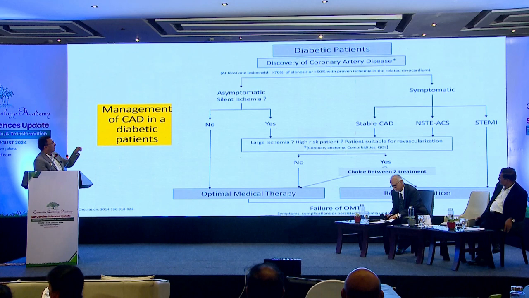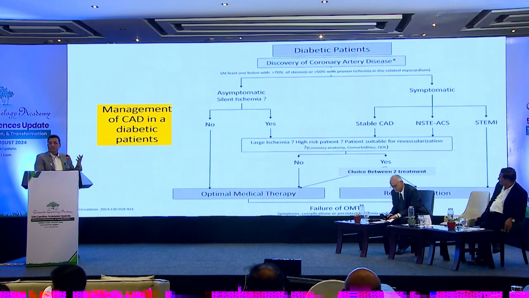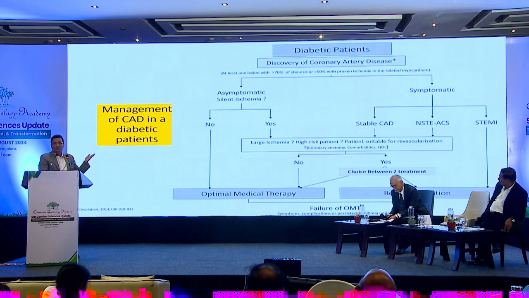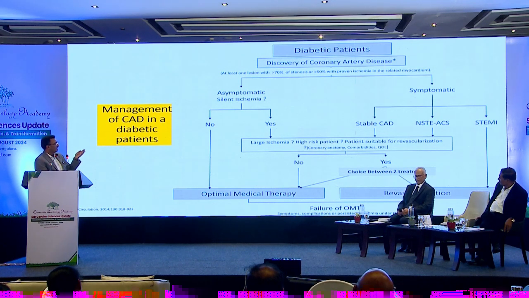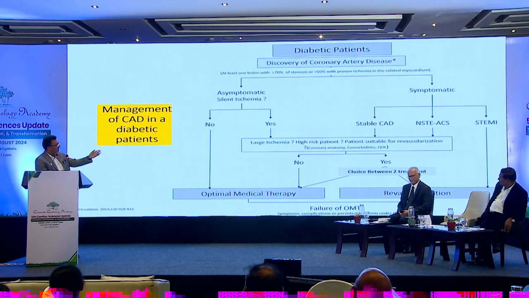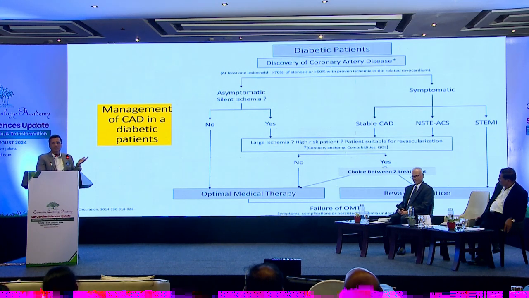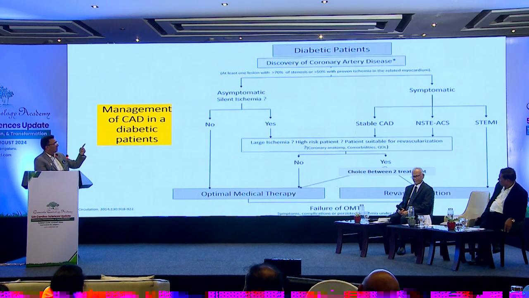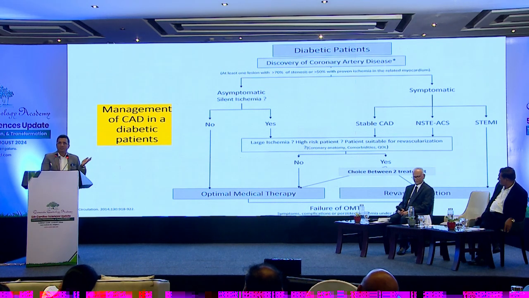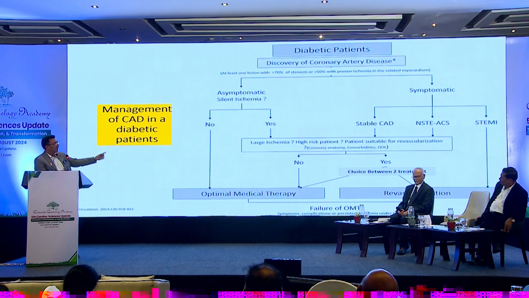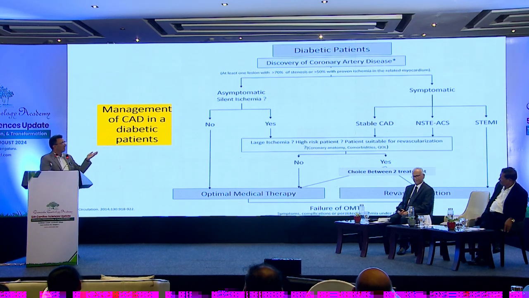If the patient has an area of large ischemia, as demonstrated by non-invasive testing such as myocardial perfusion imaging or a stress MRI or dobutamine stress echo, and if a patient is considered to be high risk, then you may assume that that patient is suitable for revascularization. And if the patient is not suitable for revascularization, you aim for optimal medical therapy. If the patient can be revascularized, then you choose whether you should do angioplasty or bypass. In symptomatic patients, stable CAD, again, if the patient has high-risk features, you choose to triage them towards revascularization, otherwise you choose medical therapy. If a patient comes with an acute coronary event, NSTE-ACS or STEMI, then that's a different matter altogether.